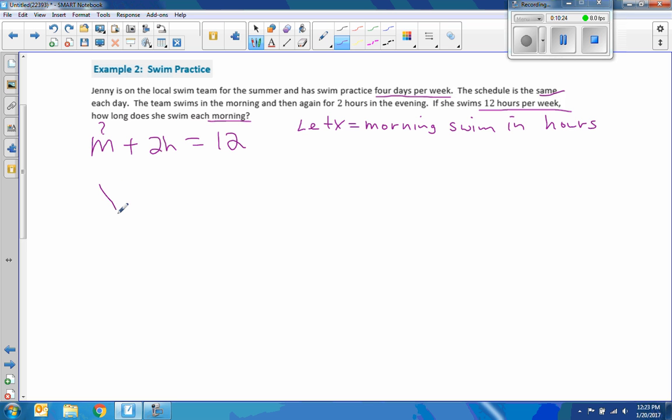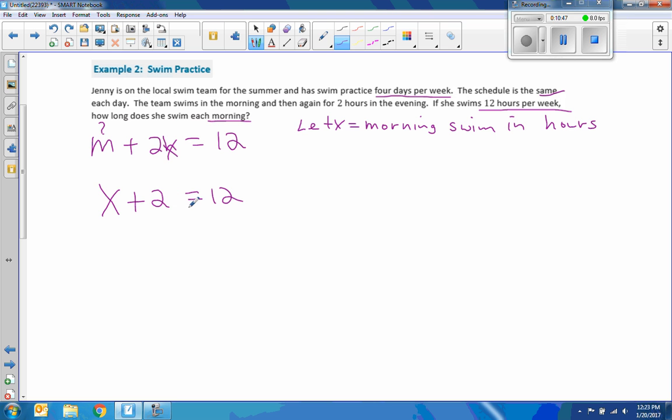Okay, so I'm going to say x plus, and she swims 2 hours at night. I don't want a variable there. Hours doesn't change. She swims 2 hours every day. I was just labeling that as 2 hours. I don't want a variable there or a label. I just want x morning hours plus 2 hours in the afternoon equals 12.